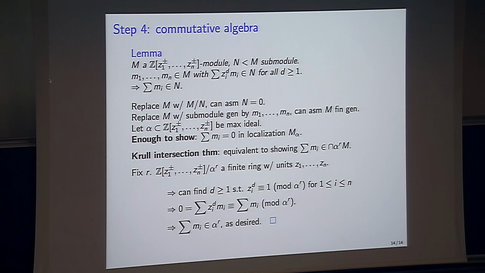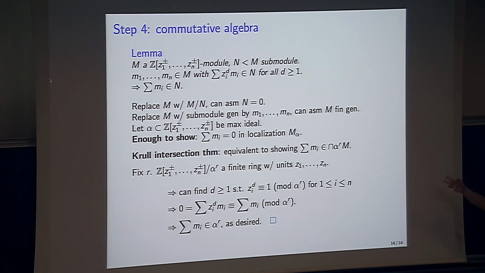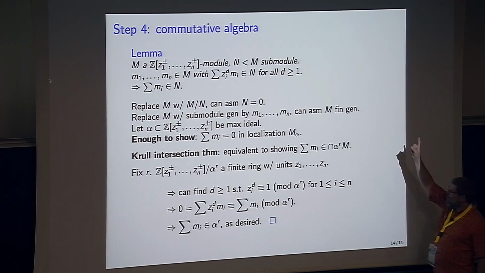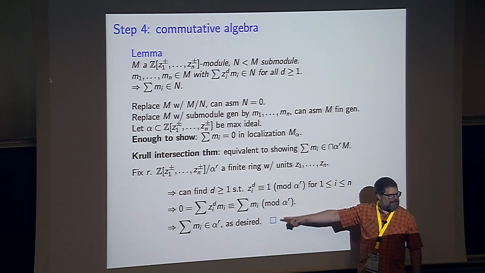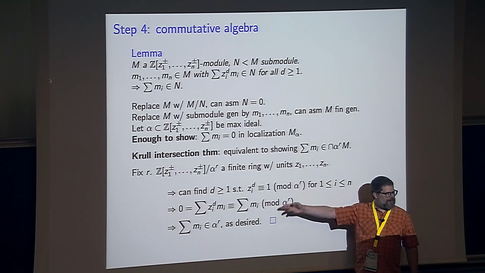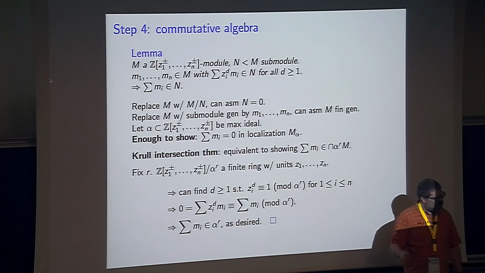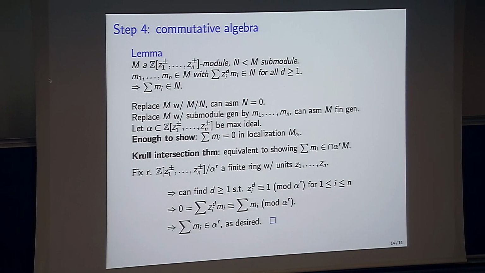So this is a very strange argument to me. In some sense, I'm trying to prove something and I'm reducing it to characteristic p. That's what going to this finite ring is sort of doing. It's a curious argument, but it really is elementary.